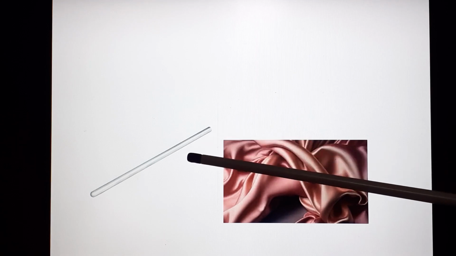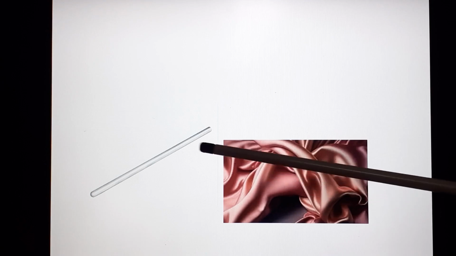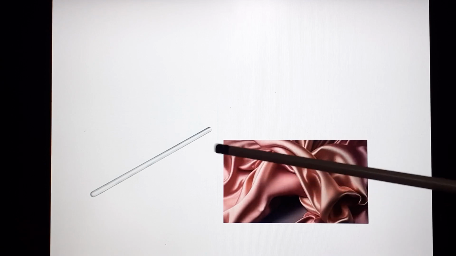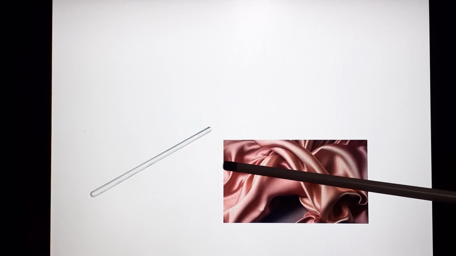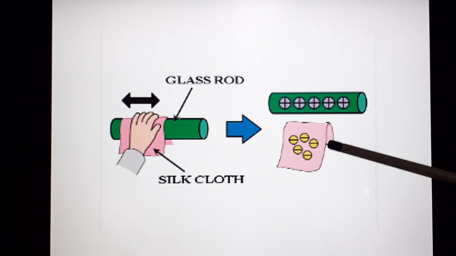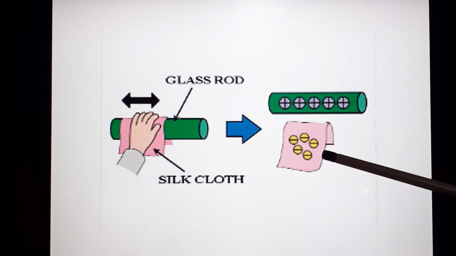I am taking a glass rod and a piece of silk cloth. I am going to rub this glass rod with the silk. So electrons will transfer from the glass rod to the silk, and as the silk gains electrons, it becomes negatively charged, and as the glass rod loses electrons, it becomes positively charged. So there are two types of charges, positive charge and negative charge.